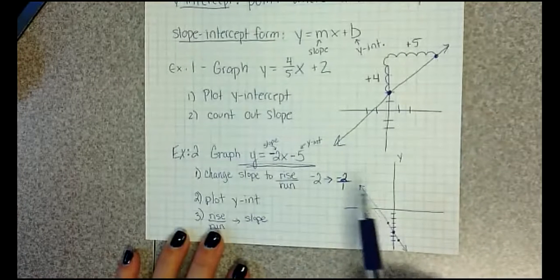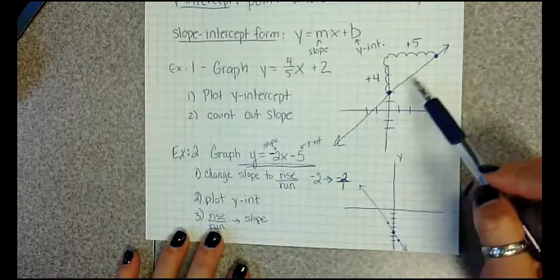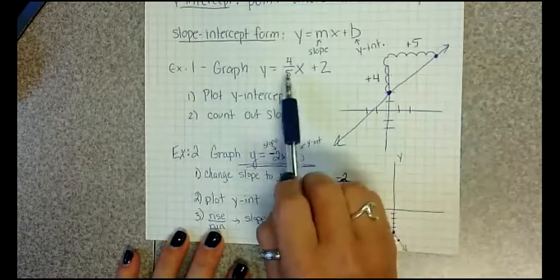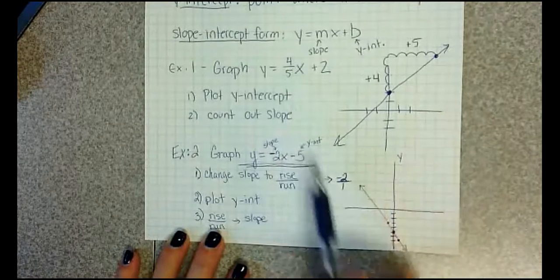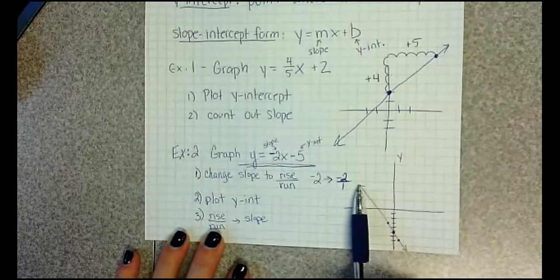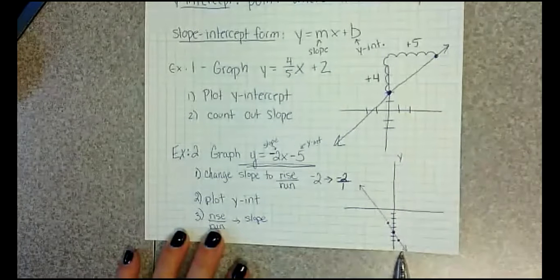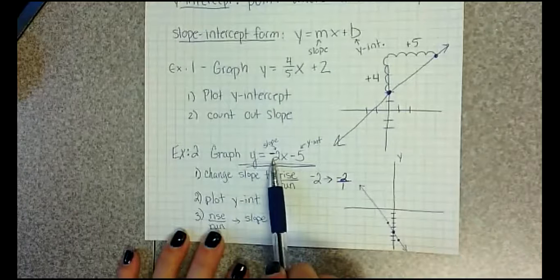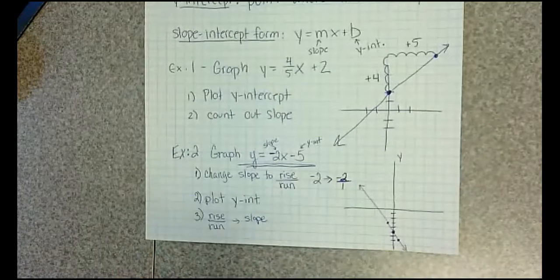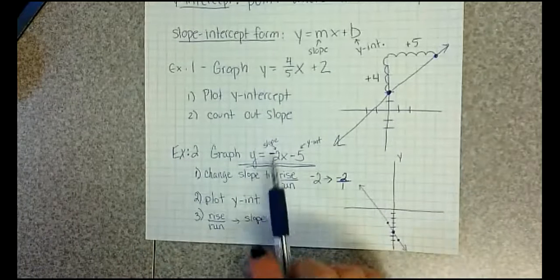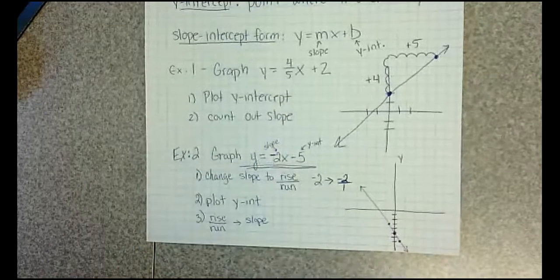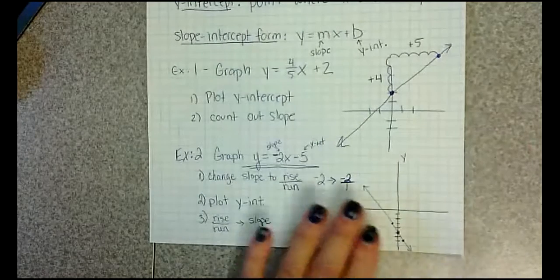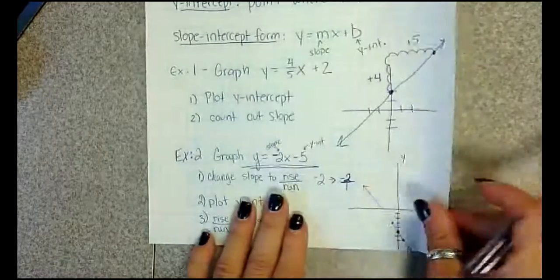You can always take a look at this graph. This one's going up from left to right, so it has to be a positive slope, and this was positive. On this one, it's going down from left to right, so it has to be a negative slope, and it is a negative number for slope. So it's a good thing to check when you're finished. If it had a negative slope, it should be going down. If it has a positive slope, it should be going up. So check those things out when you finish, okay?